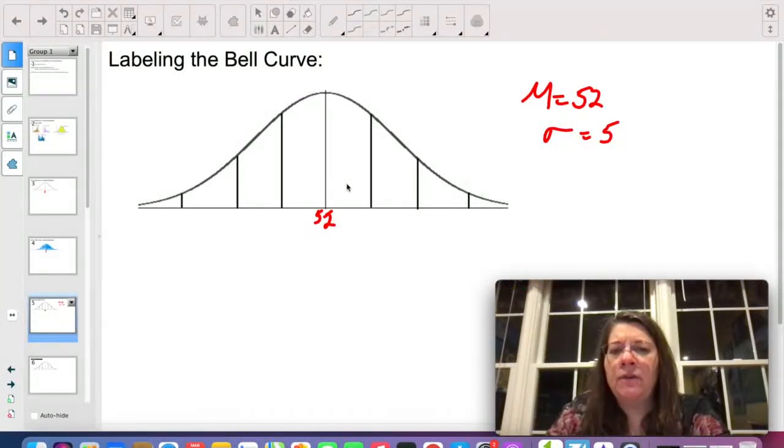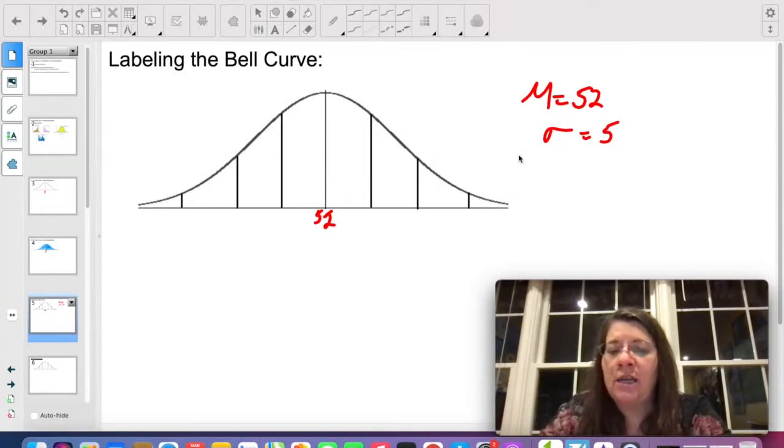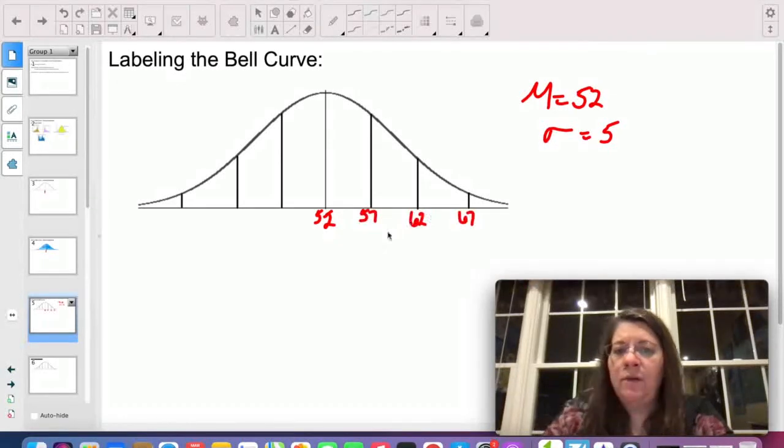And then each of these lines, and you're only going to see 3 lines to the right and to the left of the mean, because most of the data, 99.7% of the data, can lie within these 3 lines of the standard bell curve. And the labels that we put here: 1 standard deviation to the right of the mean would be here, 2 standard deviations to the right of the mean would be here, 3 standard deviations to the right of the mean would be here. And so if my standard deviation is 5, then the number that goes here would be 52 plus 5, or 57. So you can see here, I have labeled the right-hand side of my normal bell curve.